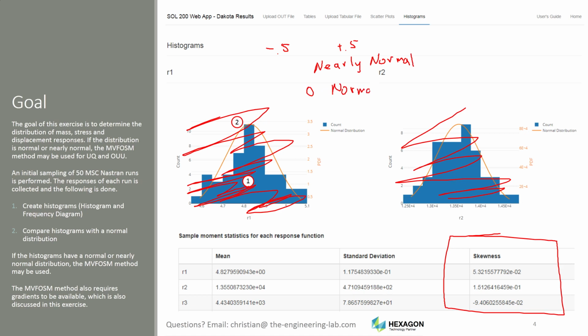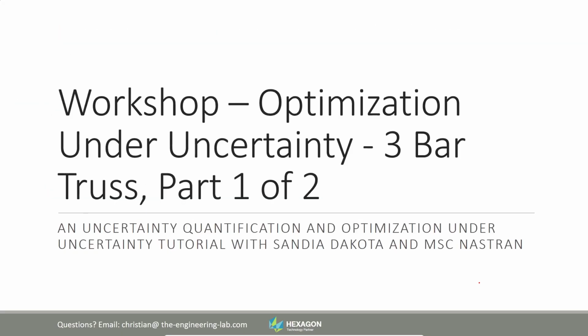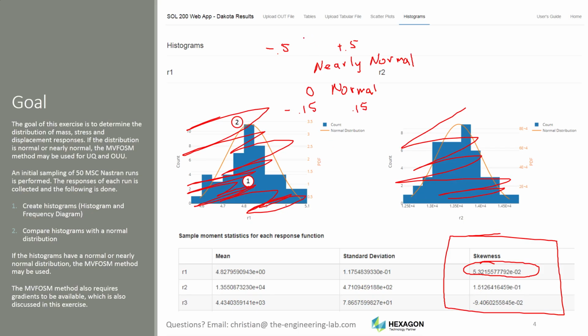Here you'll notice that the skewness values are actually within the range of negative 0.15 and positive 0.15. If you look at the first skewness value for response R1, that's 0.05. If you look at the next skewness value, it's 0.15, and then the next skewness value is actually negative 0.094. So these values that we saw a moment ago, these are all within the range of negative 0.5 and positive 0.5. So these are an indication that we have nearly normal distributions.